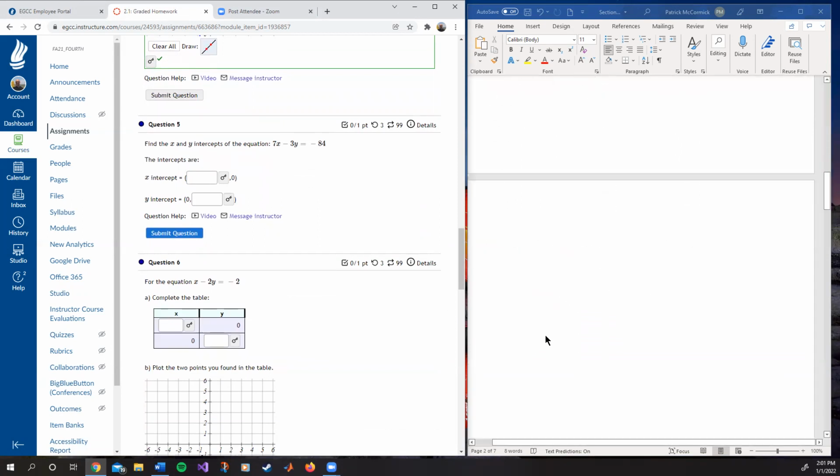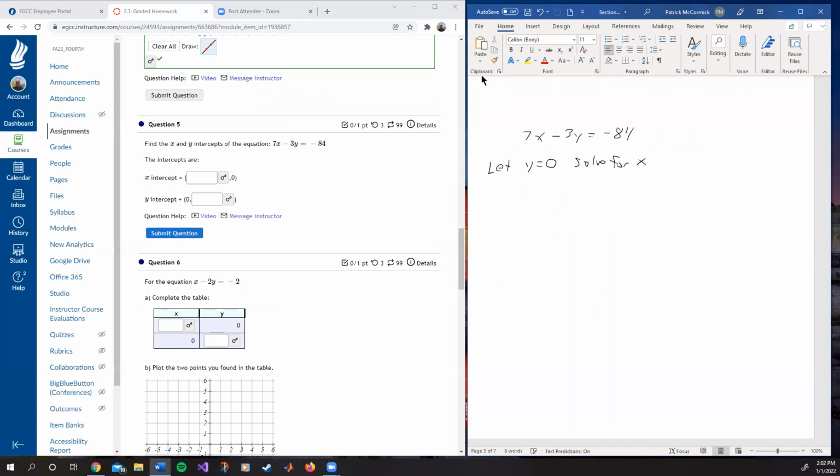So this one here, I'm going to come down to the next page on my Word document. To find the x and y intercepts, let's find the x-intercept first. So I'm going to write our equation down. Our equation is 7x minus 3y equals -84. To find the x-intercept, you let y equal 0 and solve for x. So if I let y equal 0, I get 7x minus 3 times 0 equals -84. So I get 7x equals -84.